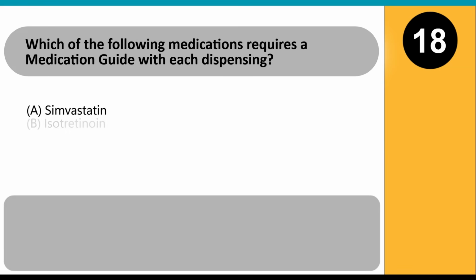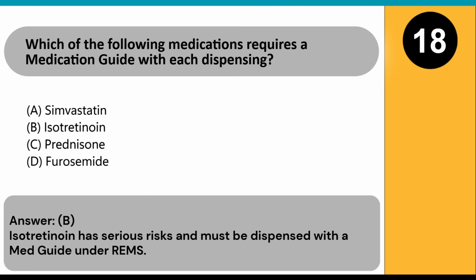Which of the following medications requires a medication guide with each dispensing? A. Simvastatin. B. Isotretinoin. C. Prednisone. D. Furosemide. Answer: B. Isotretinoin has serious risks and must be dispensed with a med guide under REMS.